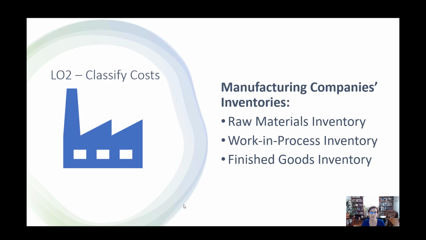They have 3 different inventories. They have raw materials, which are the materials that they will put together into a product when it's all done. Then they have work in process inventory, and that is items that have begun in the manufacturing process, but have not been completed yet. And then they have finished goods, and finished goods inventory is like merchandise inventory for a merchandiser because finished goods inventory is ready to sell. All right, so remember, manufacturing companies have 3 different kinds of inventory: raw materials, work in process, and finished goods.